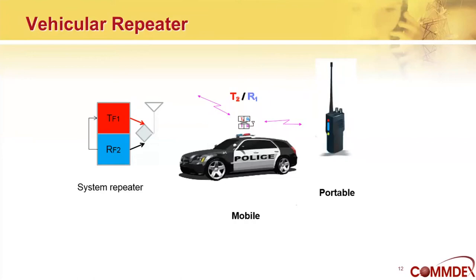So it will repeat locally for good operation locally, and if needed, it can then extend coverage to the system. So that's why it's called a vehicular repeater. It repeats locally, but it also has a system link.